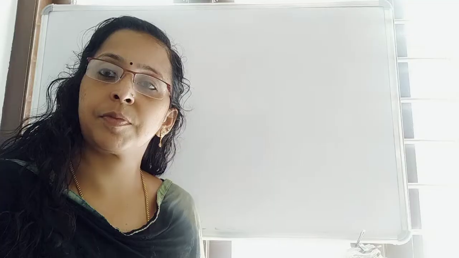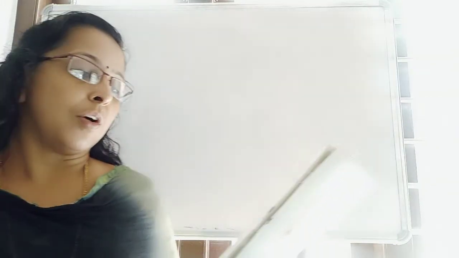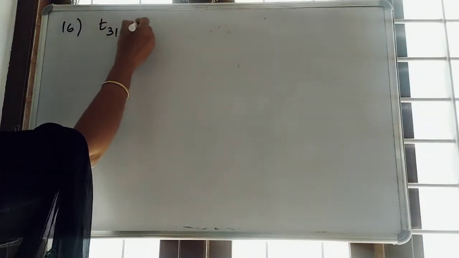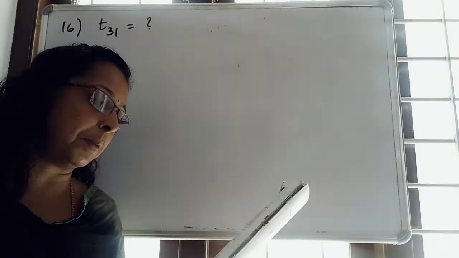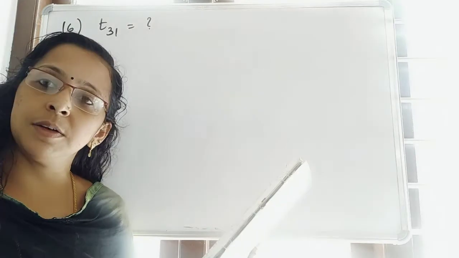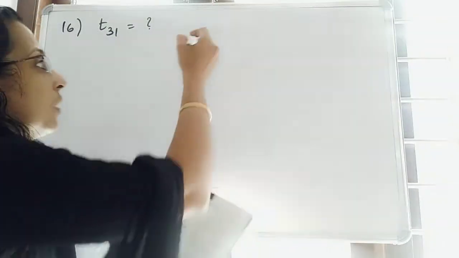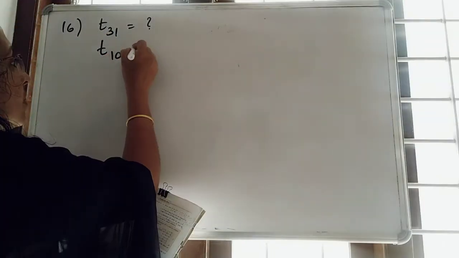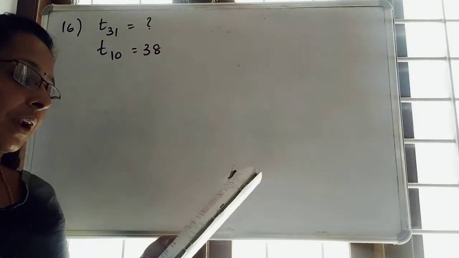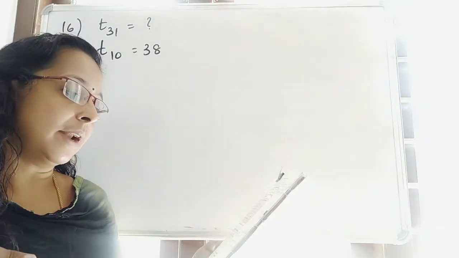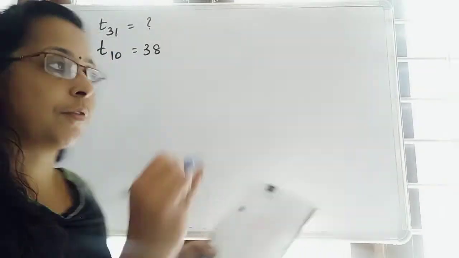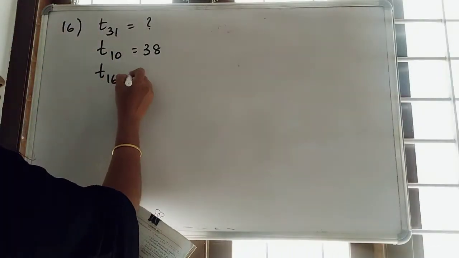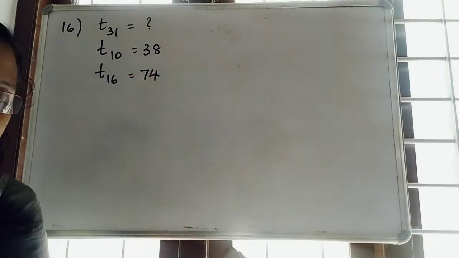Next question, 16th question. Find the 31st term of an AP, so we want to find T31. Find the 31st term of an AP whose 10th term is 38 and 16th term is 74. So how can we write? T10 is equal to 38, and T16 is equal to 74. Same as question number 15.